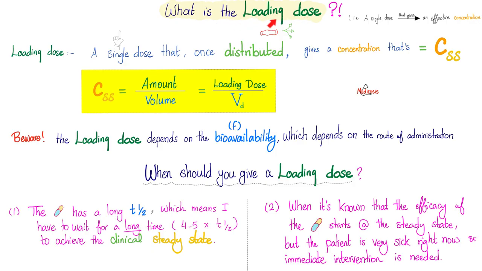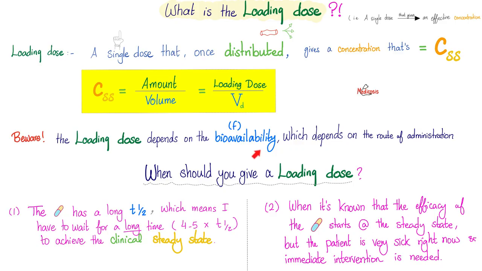Easy. The loading dose is the dose that you'll give. So is this an amount, volume, or a concentration? It's an amount. Amount equals volume times concentration. What's the volume? The volume of distribution. What's the concentration? The steady state concentration. Does the bioavailability matter? Of course it matters.